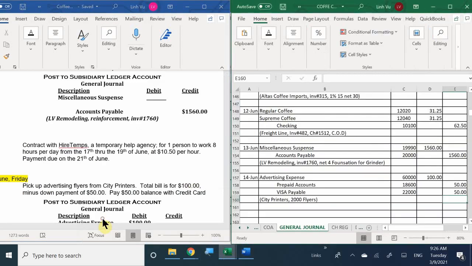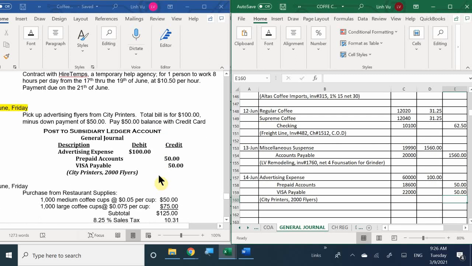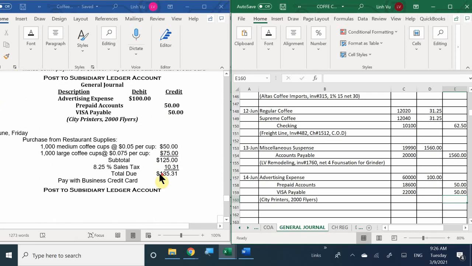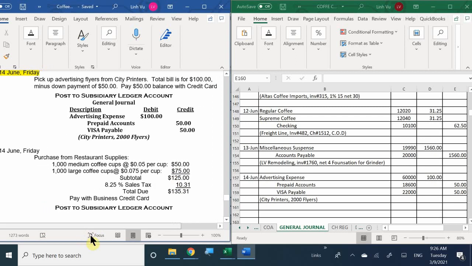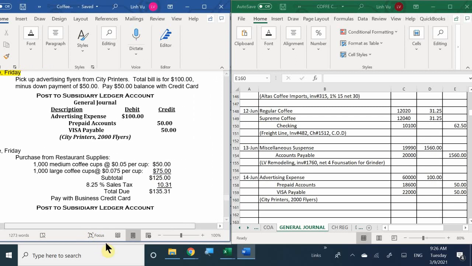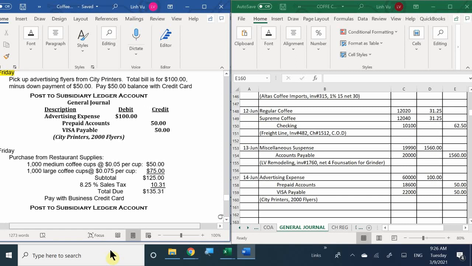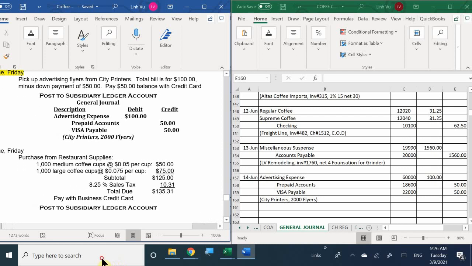Okay. Back to our journal. All right, now that we finally received our advertising flyers, let's see what has happened next. So what happened next? Purchase from restaurant supplies. We bought from Restaurant Supplies. So what did we buy from them? 1,000 medium coffee cups. Yes. And 1,000 large coffee cups. Yes, we did, okay? And the price point is right here.